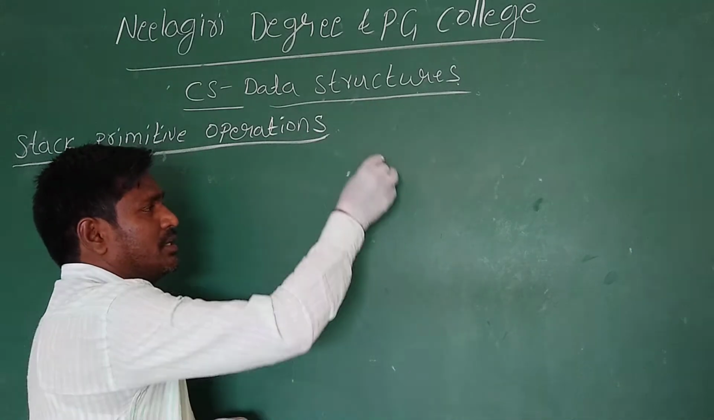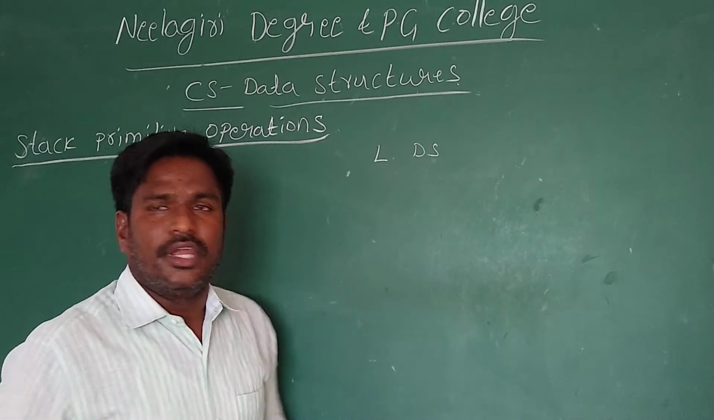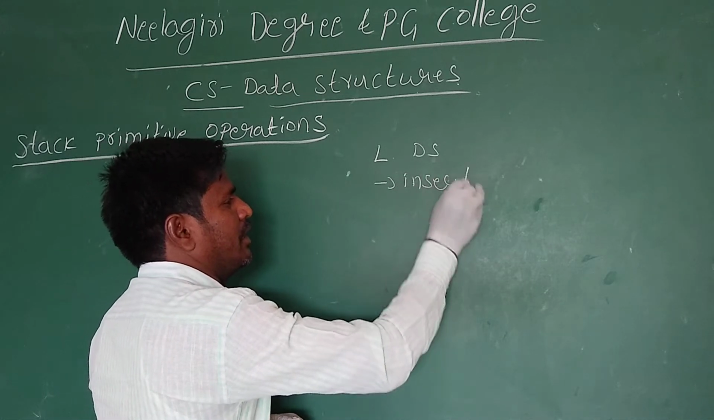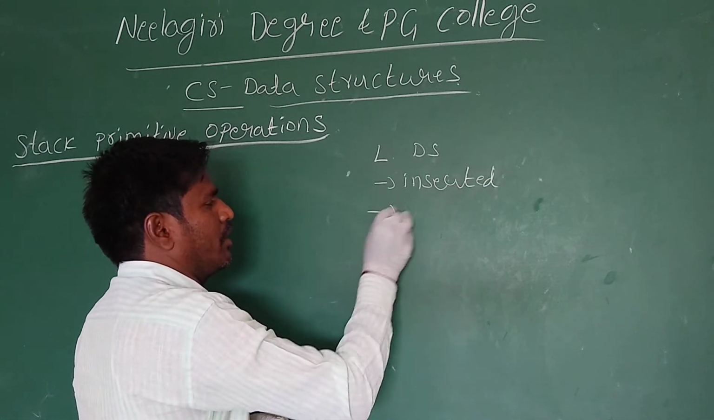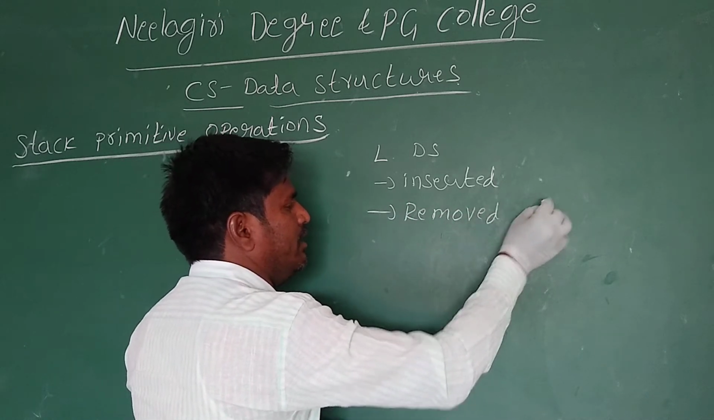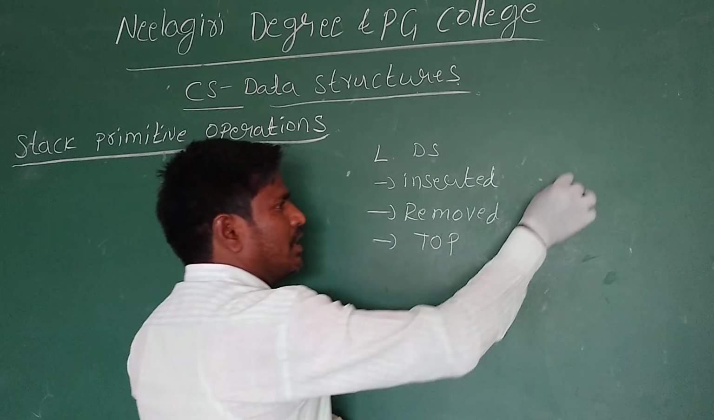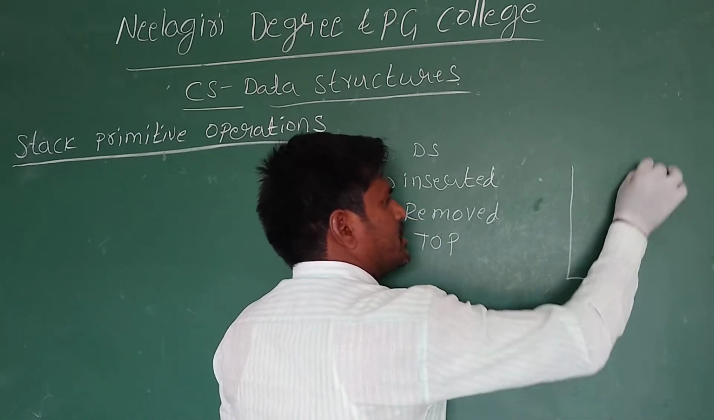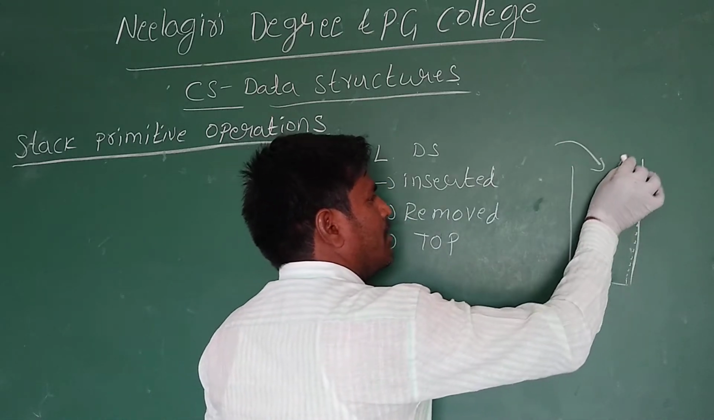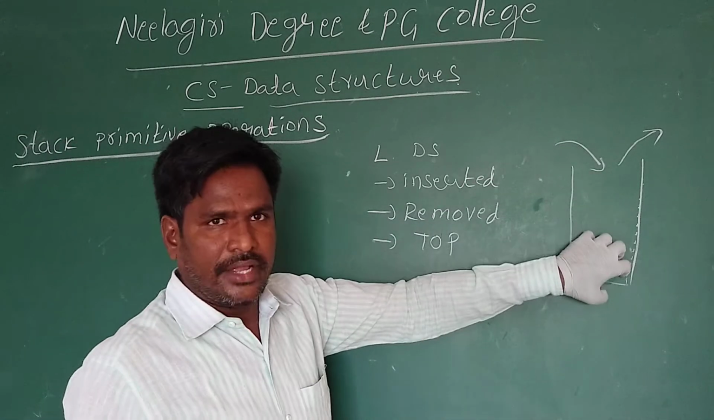We have studied that a stack is a linear data structure in which elements can be inserted and removed at only one end. That end is called the top. So generally, this is a stack. Elements can be inserted from here only, and elements can also be deleted from here only.